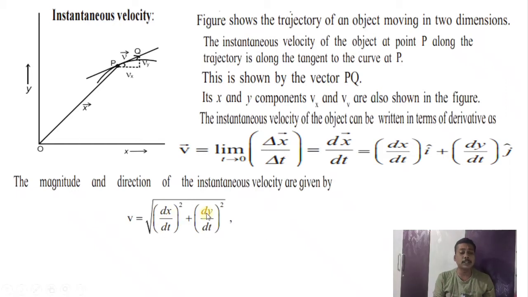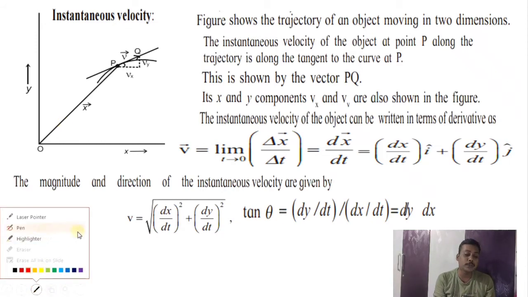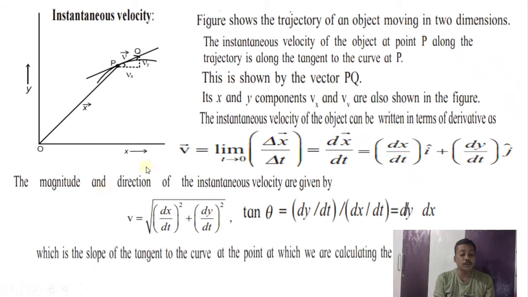Note down what the difference is here. For average velocity, we use vx to show the component of velocity along the x-axis. But to show the instantaneous velocity, we use dx by dt. Similarly, to show the component along the y-axis, we use dy by dt. So v is equal to under root of (dx by dt) whole square plus (dy by dt) whole square.